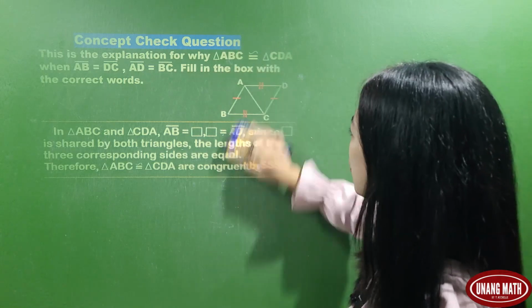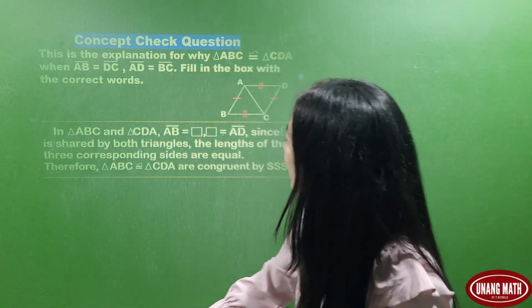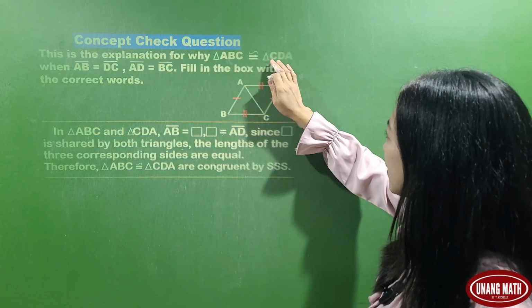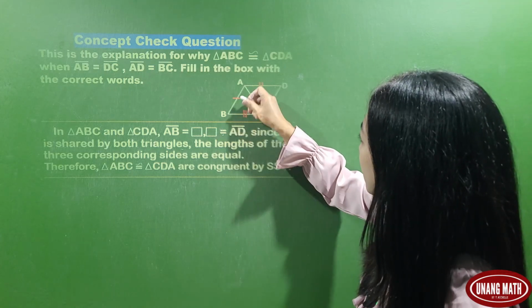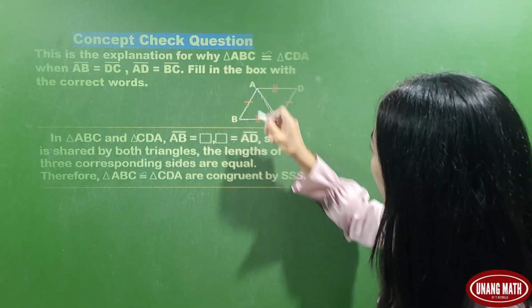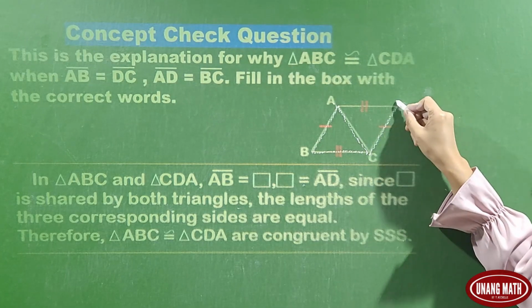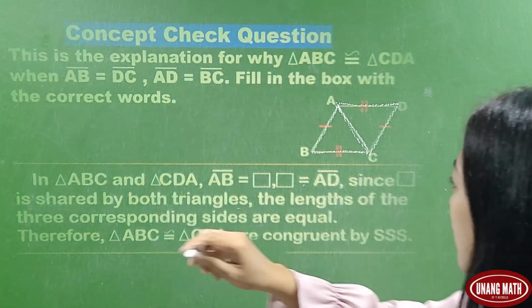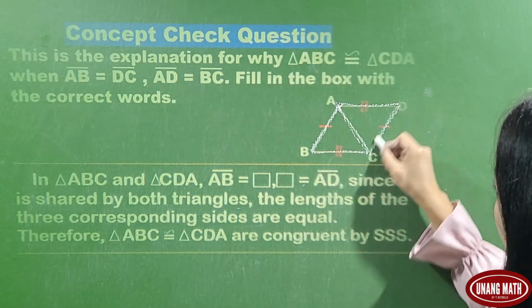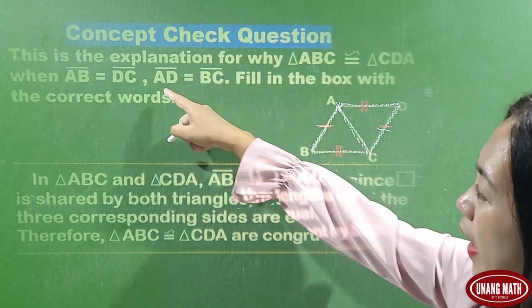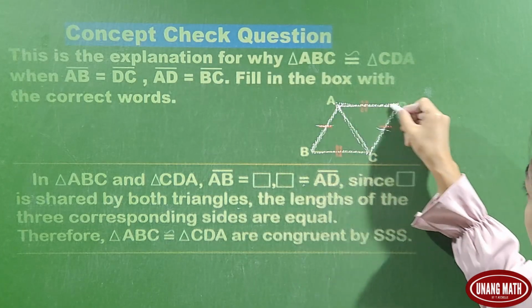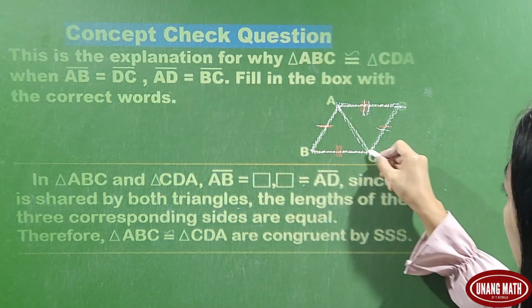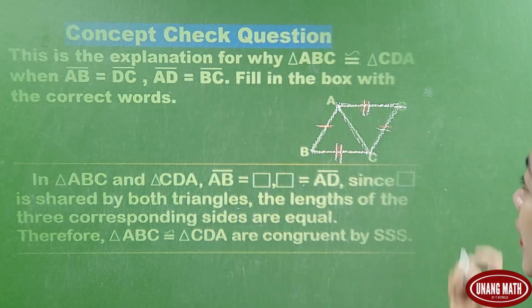This is the explanation for why triangle ABC is congruent to triangle CDA. So, ABC is congruent to triangle CDA when AB is equal to BC, AD is equal to BC. Fill in the box with the correct words.